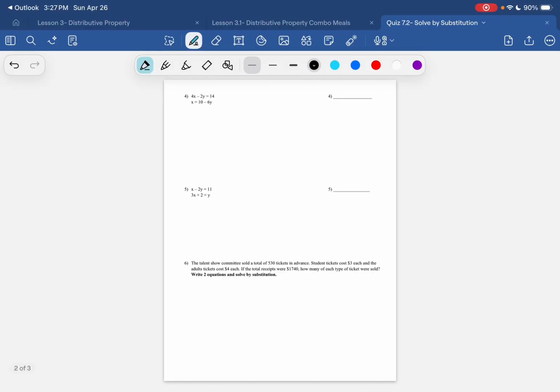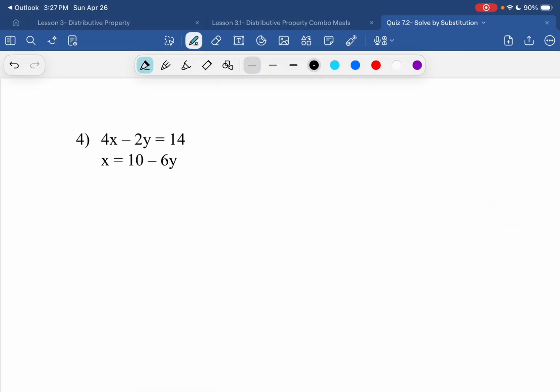All right, moving on to number 4. So first thing, remember you need to check. Do I have an equation that says y equals or x equals? Yes, I do. I have one that says x equals. So I'm going to take this value, which is 10 minus 6y, and I'm going to plug that in for x. So I'm going to have 4 times (10 minus 6y), close your parenthesis, minus 2y equals 14.